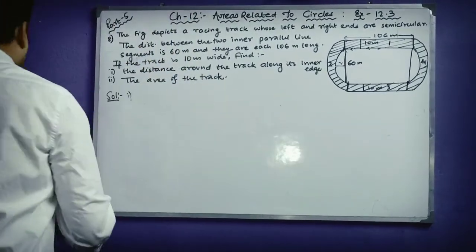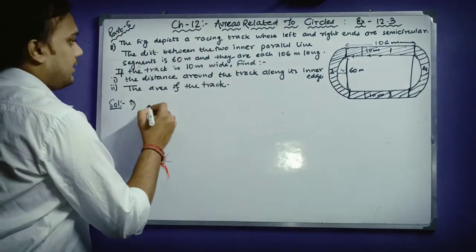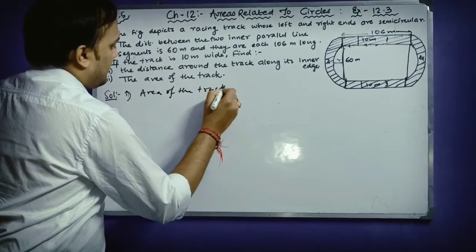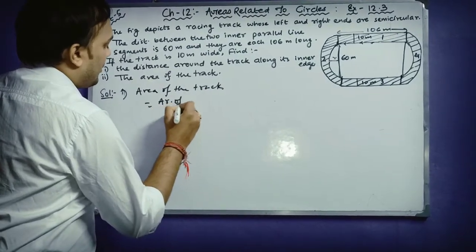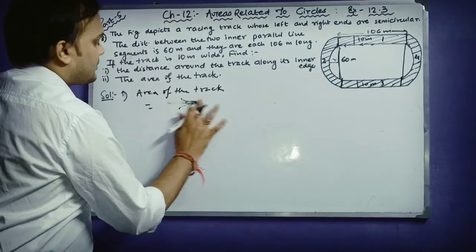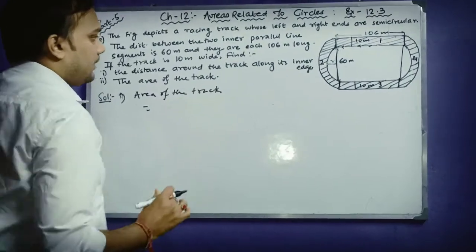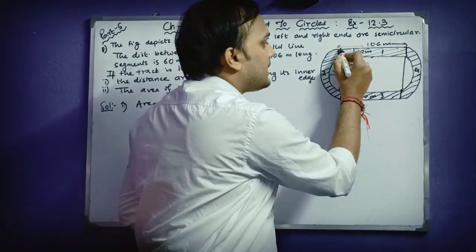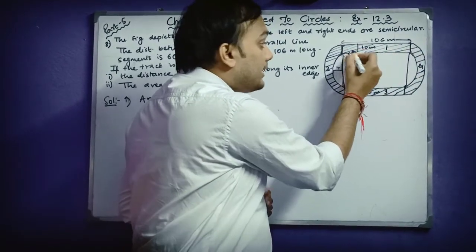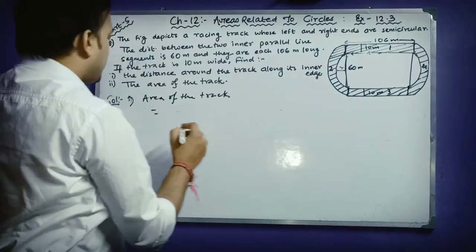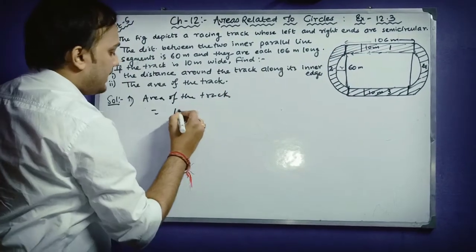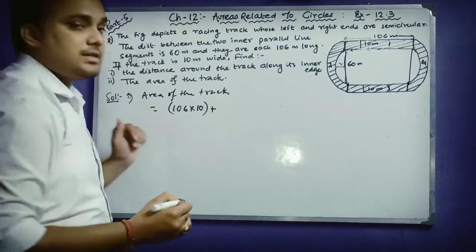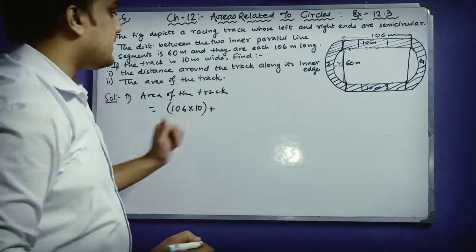As you can see here, the area of the track is equal to the area of portion 1. Let us do it directly, no need of writing this. What will be the area of portion 1? You can see here that it is actually a rectangle whose length is 106 meter and the breadth is the width of the track, that is 10 meter. So the area of portion number 1, a rectangle, will be length into breadth, that is 106 into 10, as the length is 106 and the breadth is the width of the track, that is 10 meter.